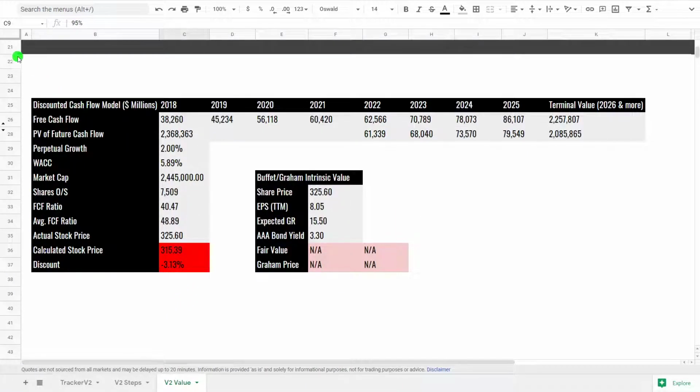$315. Next, we want to look at the Buffett-Graham intrinsic value. What does that give us? They have a fair value of $423.79 based on the earnings per share and expected growth, and a Graham price of $317.98, which is actually very good news because it's slightly overvalued according to the Graham price, but the Graham price is a buy and hold for years and years to come.